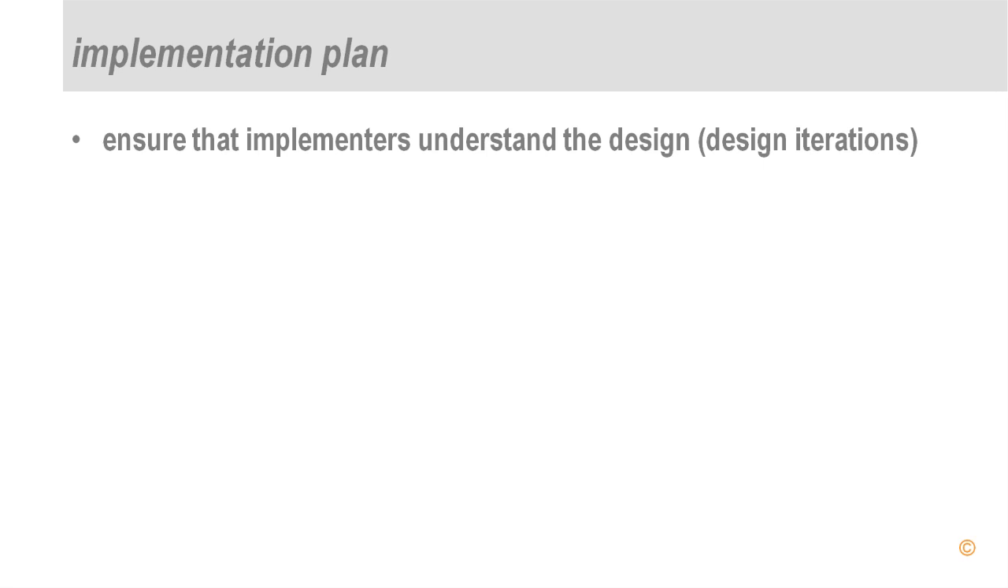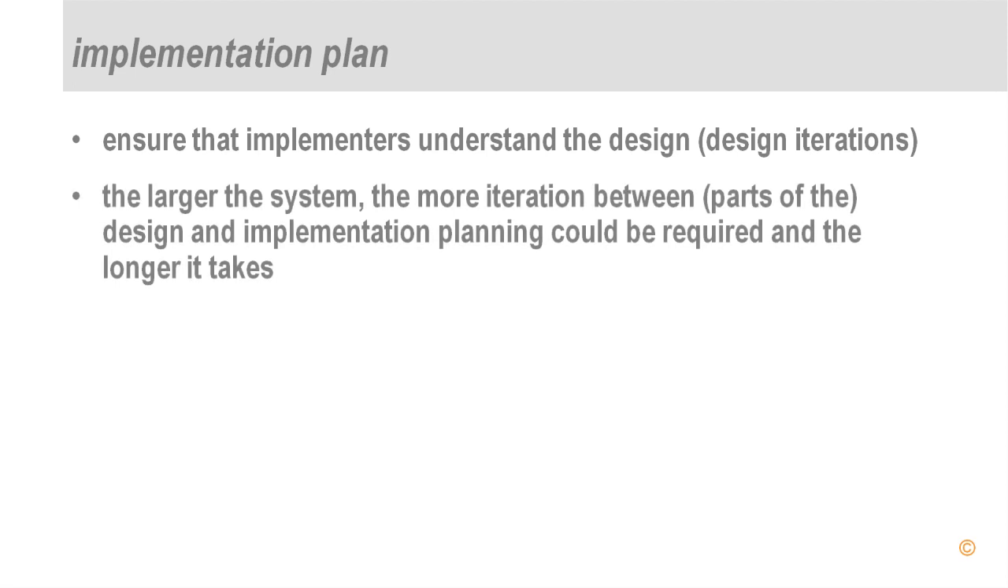As mentioned before, the larger the system is, the more iterations between parts of the design and parts of an implementation plan could be involved, and the longer the process would take. For example, in the case study Paris, we have seen that the design iteration took 2 years. There was not really an implementation plan per se, but different functions of Paris interpreted the design and changed their functioning accordingly.